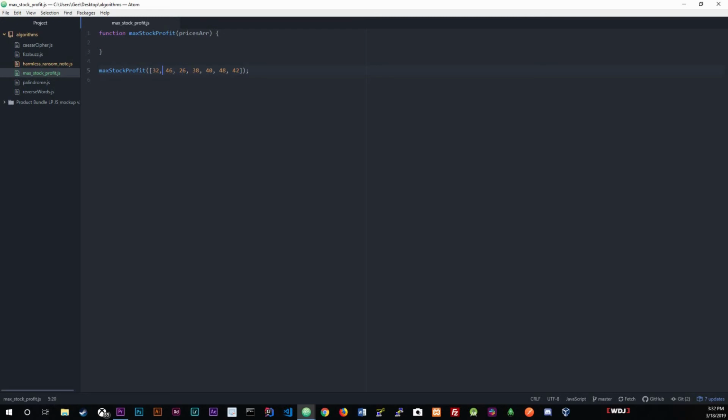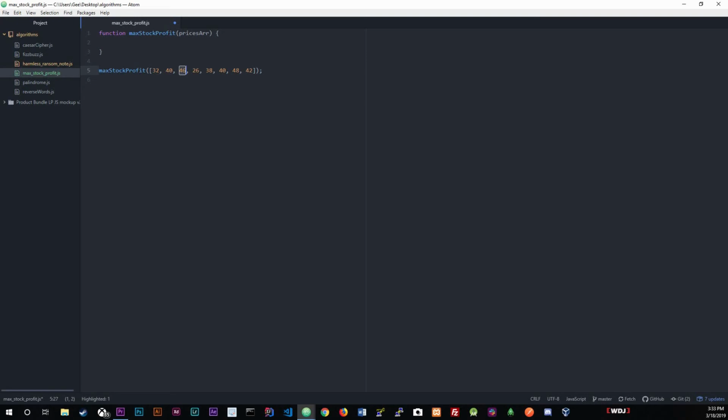Let me give this a 40. Let's add a 40 right there. So let's start again. 32 and 40. It's $8 profit, which is good. So I'm going to keep 32. 32 and 46 gives us a $14 profit, which is better than the $8. So I like that pair.